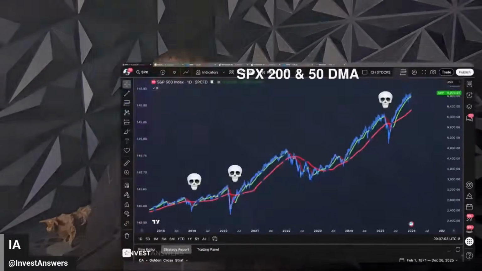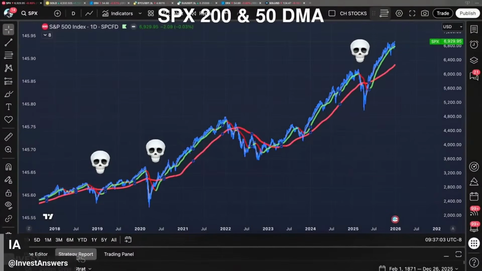I want to point out something very important for all of you out there. If you use this tool, just the death cross tool, that is, when the short term crosses through the long term, i.e. the 50-day crosses down through the 200-day, by the time you get that signal, the market has already bottomed. So on the daily chart, it's completely useless.